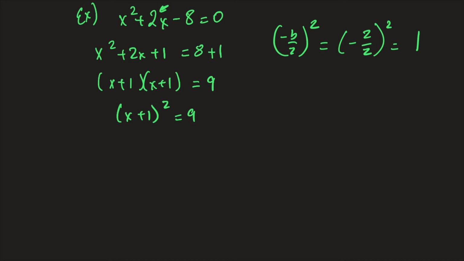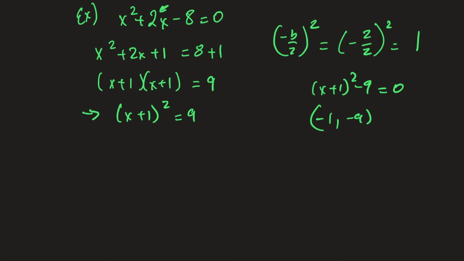From here, if I move the 9 over to the other side, I now have the standard form of my quadratic equation, which would give me x plus 1 squared minus 9. That would give me the vertex of negative 1 comma negative 9, which means this function is shifted to the left 1 and down 9.